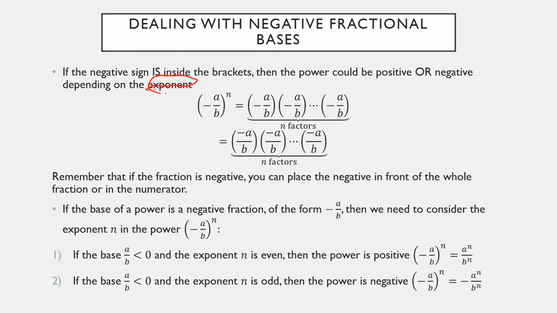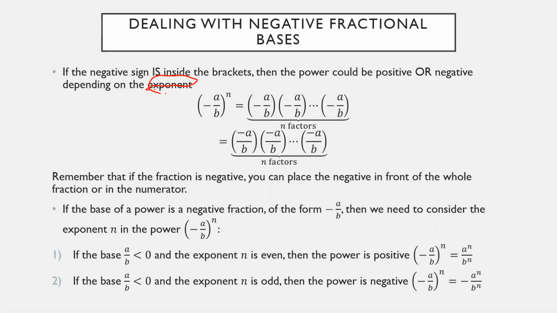If it was an even exponent, it would be positive. If it was an odd exponent, it would be negative. So we actually did discuss this before. The only difference is that we are now looking at negative fractions. So we're making it a little bit more complicated, but the idea is the same.